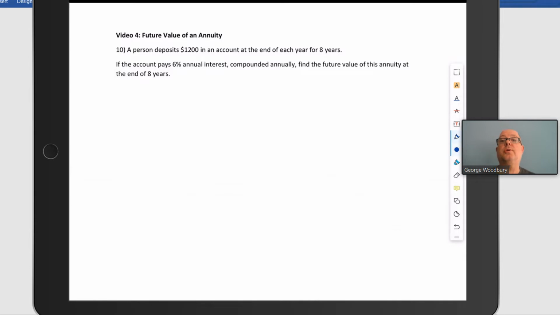In this video, we're going to work with the future value of an annuity, which is an application problem of a geometric series, although it may not look like it yet.